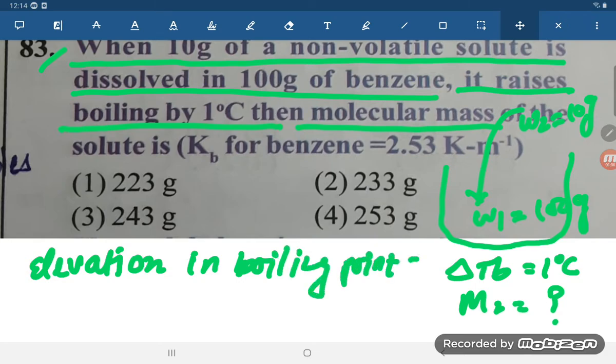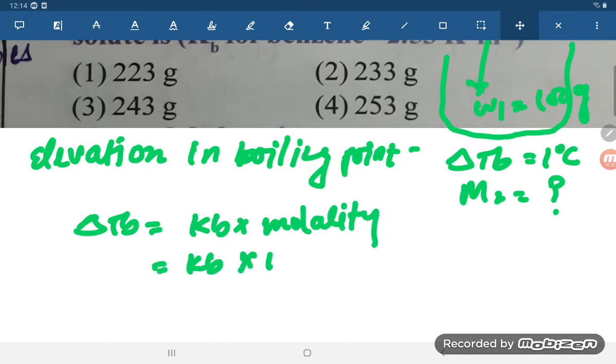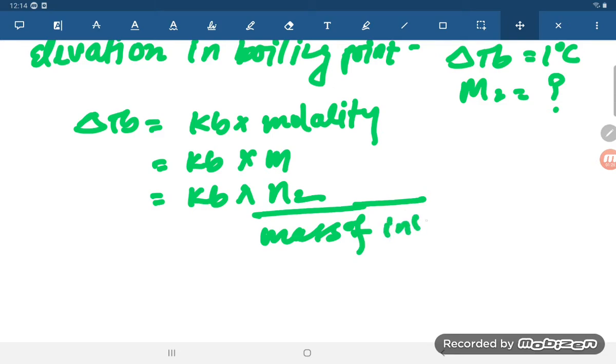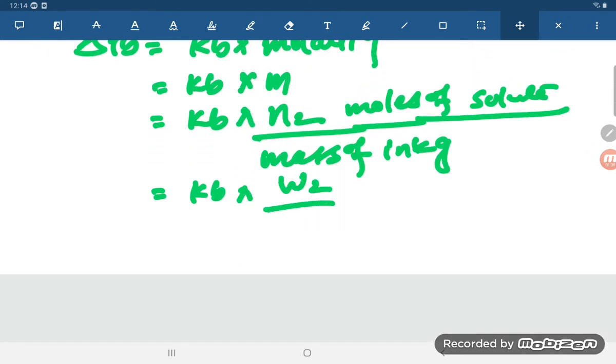If you solve, students, you will realize that delta TB is equal to Kb into molality, or you can say Kb into a small m, or you can write Kb into N2 upon mass of solvent in kg. N2 is moles of solute, student. How can you write moles of solute? So that is Kb into N2, which means W2 upon M2.